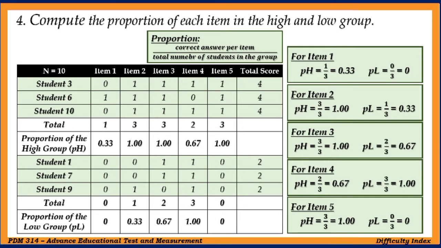For item number 3, the proportion of the high group is equal to 3 over 3, which is equal to 1, while the proportion of the low group is equal to 2 over 3, which is equal to 0.67. For item number 4, the proportion of the high group is 2 over 3 or 0.67, while the low group is 3 over 3, which is 1. For item number 5, the proportion of the high group is 3 over 3, which is equal to 1, while the low group is equal to 0 over 3, which is 0.